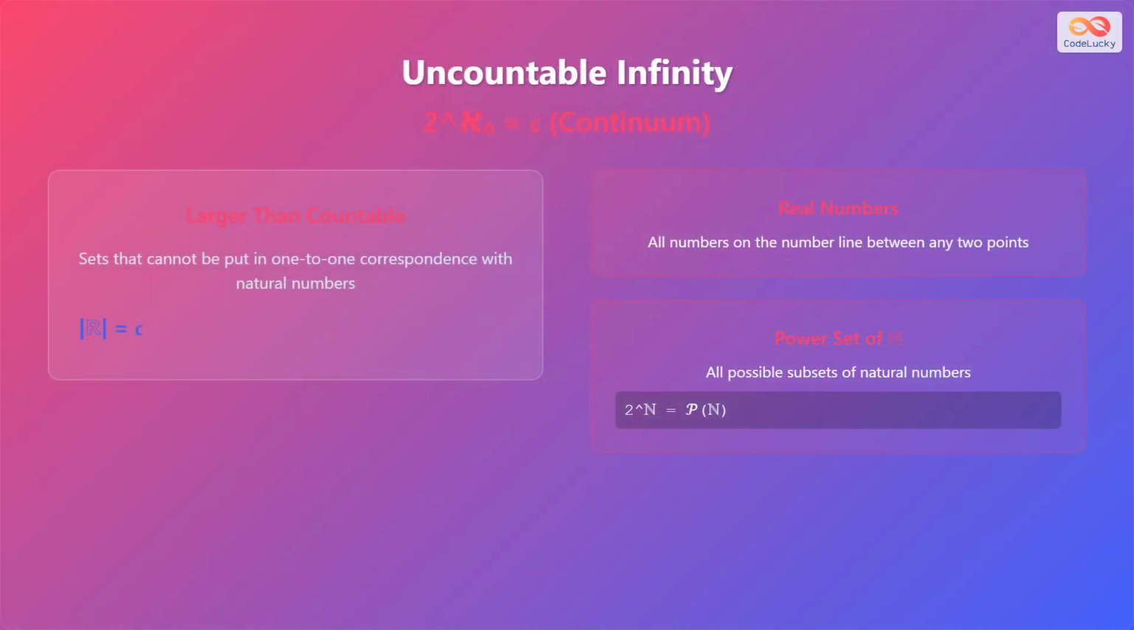Now let's discuss uncountable infinity, which is larger than countable infinity. Sets that cannot be put into one-to-one correspondence with natural numbers are uncountable. The cardinality of the set of real numbers is called the continuum, denoted by the letter C. Real numbers, including all numbers on the number line between any 2 points, are an example of uncountable infinity. The power set of natural numbers is also uncountable. This is denoted by 2 to the power of n equals P(n).